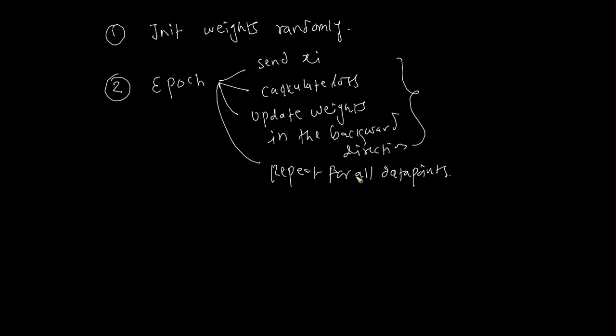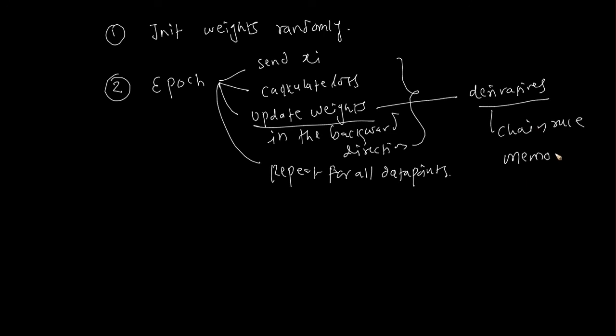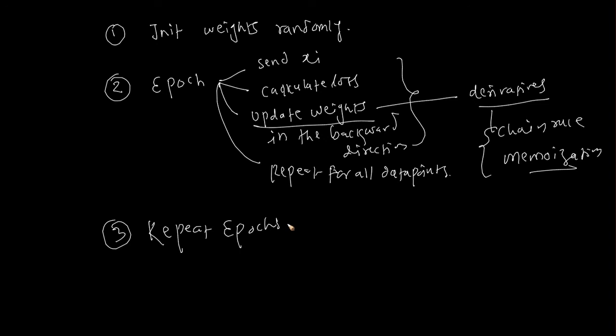Now while updating the weights, we need to calculate the derivatives, and calculating these derivatives will require chain rule and memoization. These two are important things for calculating derivatives, and only then will we be able to update the weights. And step 3 is repeat epochs. So this is the backpropagation algorithm in brief.